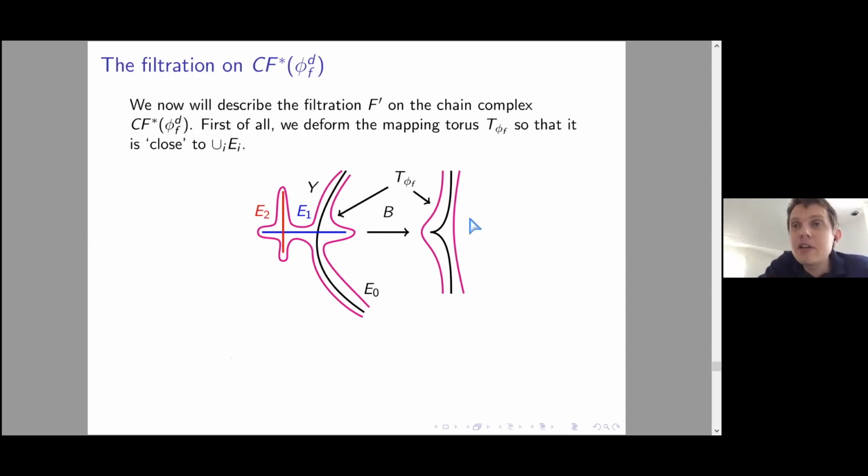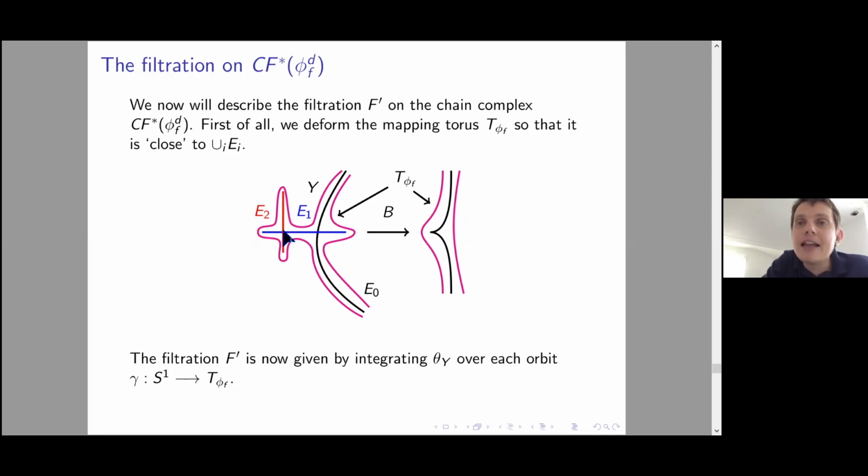So here's the picture. Here's my singularity. I move my mapping torus, which is these two pink lines, very close to the singularity, and then it hugs these exceptional divisors. And then the point is the Reeb dynamics is very nice. The Reeb orbits correspond to strata of these complex hypersurfaces. And again, the filtration is basically given by integrating theta y over each orbit. So both filtrations are given by the integration of theta y over some circle, and that's the point.